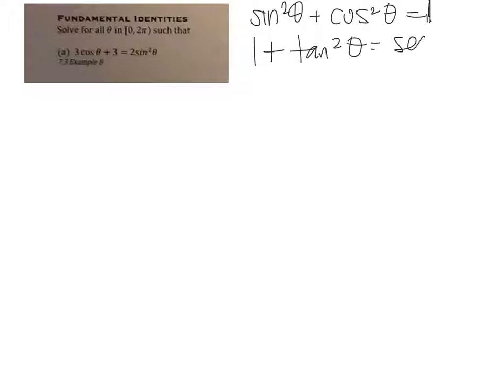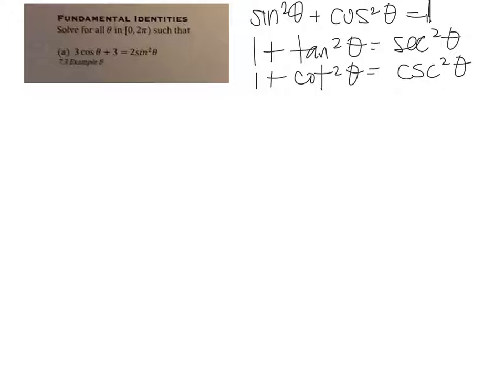In this video, we're going to look at using fundamental identities to help us solve trigonometric equations. So let's do a quick review of our three Pythagorean identities. We have sine squared theta plus cosine squared theta equal to 1. We have 1 plus tangent squared theta equal to secant squared theta. And we have 1 plus cotangent squared theta equal to cosecant squared theta.